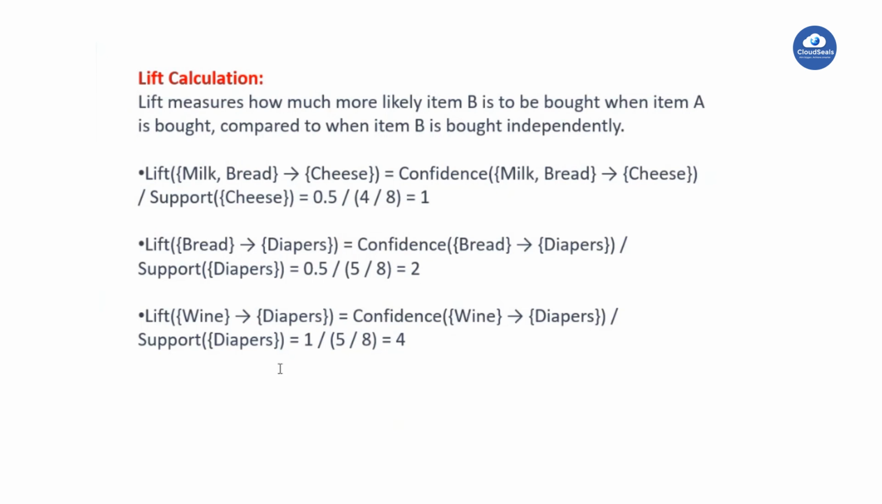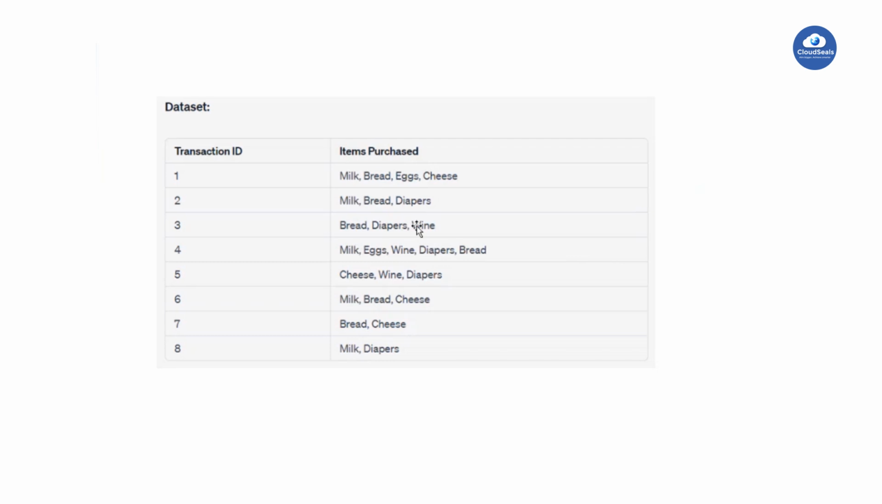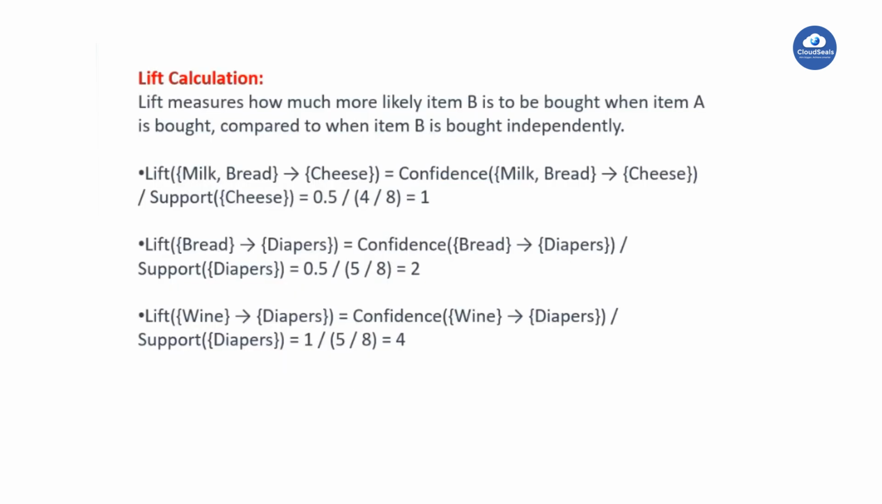Based on this transaction, whoever bought wine, there might be a chance to buy diaper 4 times. Actually, how many times does it happen? Let's take wine and diapers, wine and diapers, wine and diapers: 3 times. Whenever the customer bought wine 3 times, the diaper also. But here the lift value is 4. That's the rule of thumb here.